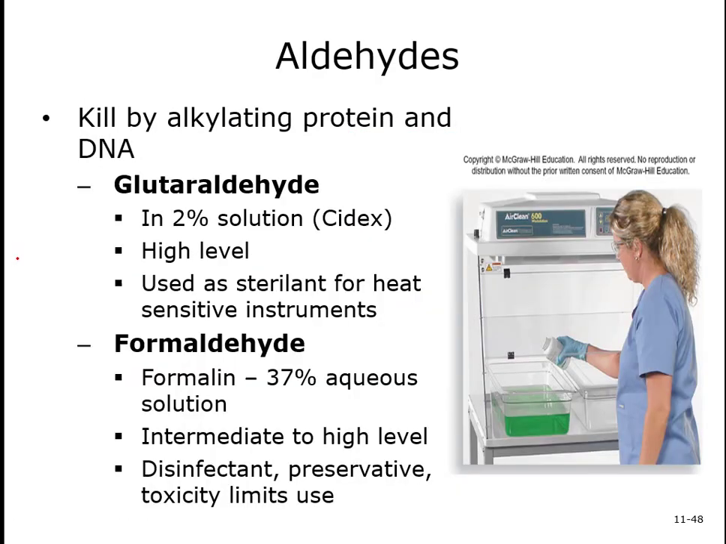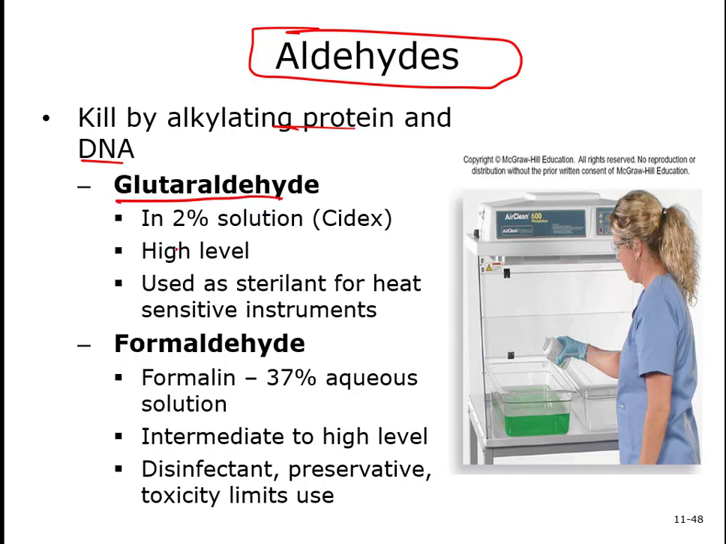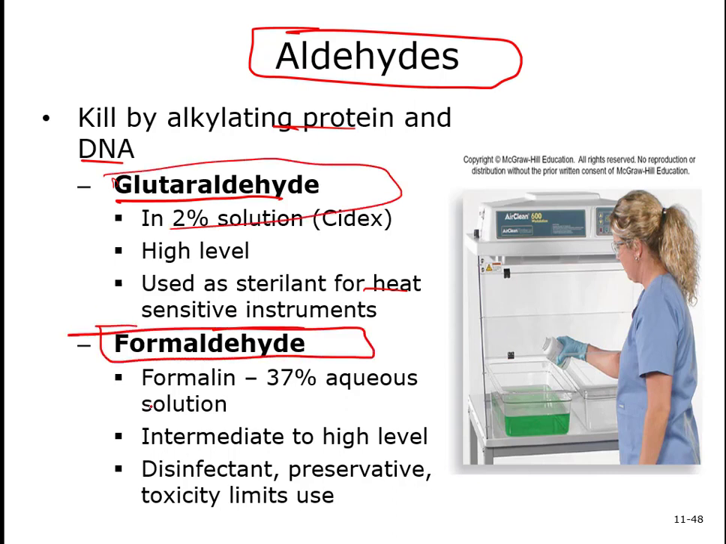By far, the most damaging chemicals are the aldehydes, which alkylate proteins and DNA. These can actually be sterilants. For example, glutaraldehyde is a very high-level germicide. It can be used to destroy endospores on some heat-sensitive equipment. Similar to glutaraldehyde in structure is formaldehyde, which is more intermediate level. It's often used as a preservative and disinfectant. It is toxic, so you actually don't want to come in contact with formaldehyde.